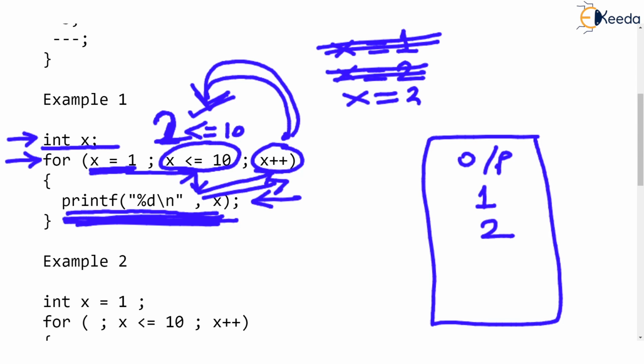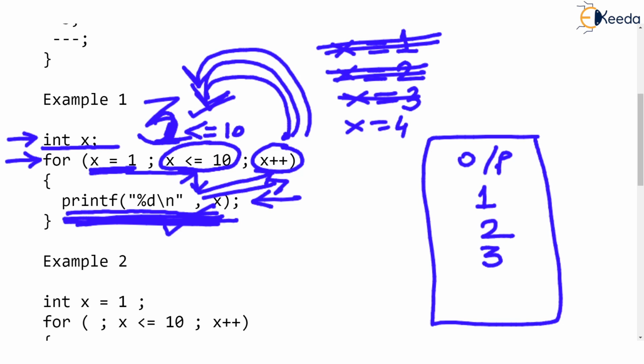What happens after x++? Yes, the condition is rechecked. The condition this time is: is x still less than or equal to 10? The value of x is 3, and 3 is indeed less than or equal to 10. So the printf statement runs and prints the value of x, which is 3. After that, x++ will make x equal to 4, and this goes on.